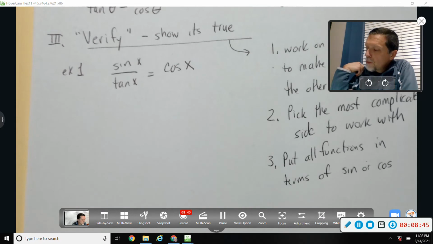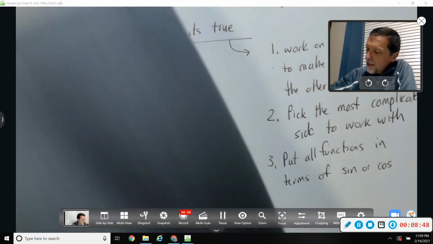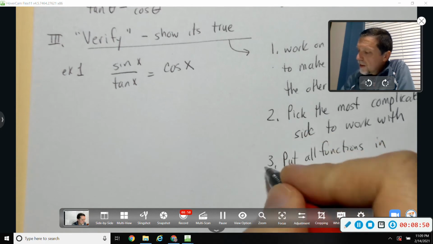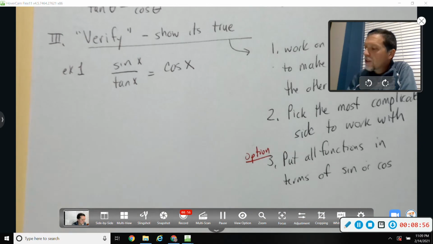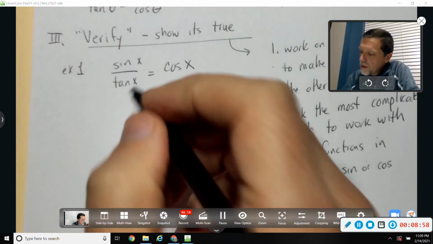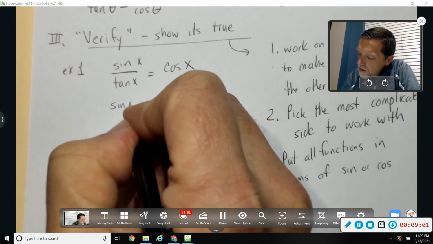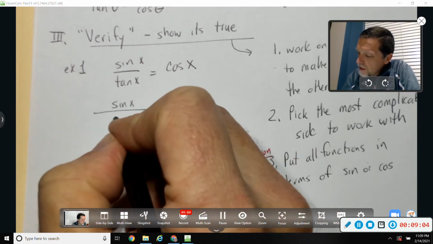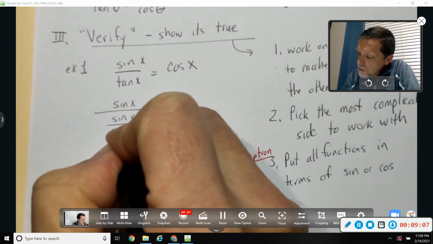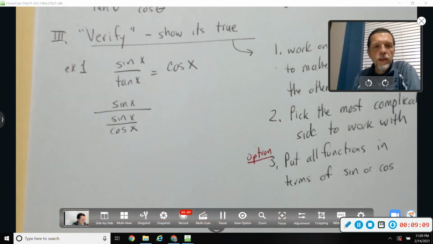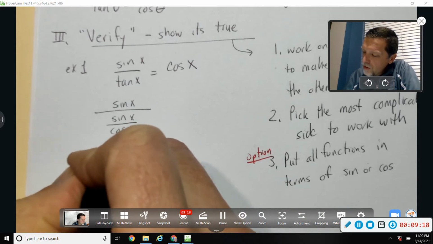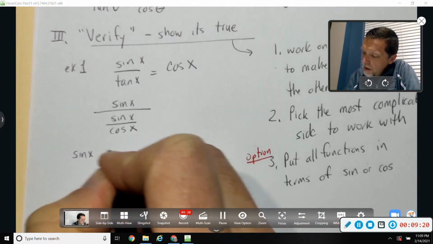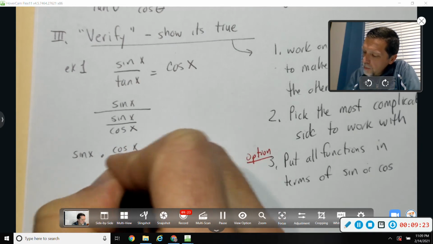I hate that I listed that at number 3, because it's always an option. That's sometimes a good option, and that is to put everything in terms of sine and cosine and hope that it works. So let's try that on this one. So sine of x over, well, tangent is sine over cosine. Okay, well that looks a little bit weird, and I'm not sure where the cosine goes, so let's do keep it, change it, flip it. So keep the top, change it to multiplication, and flip the bottom.